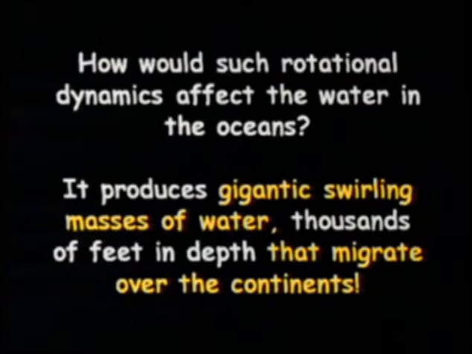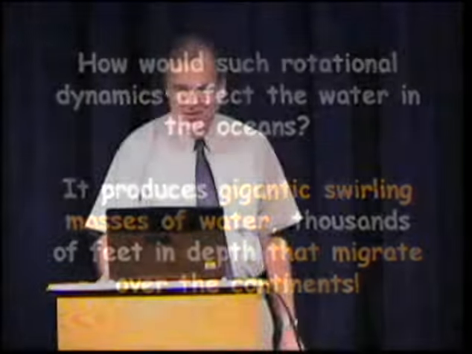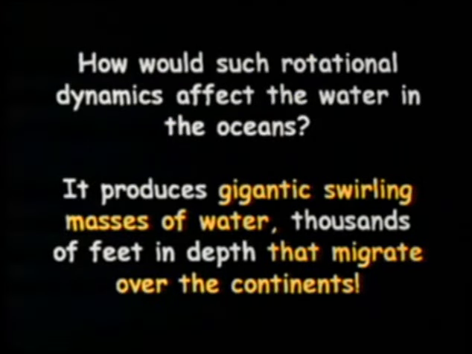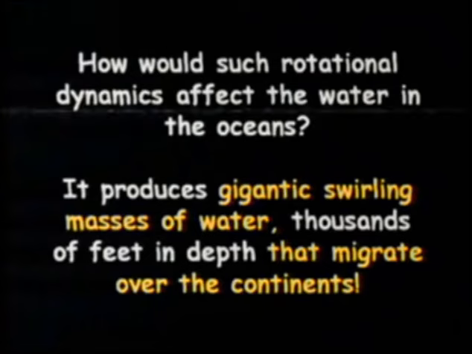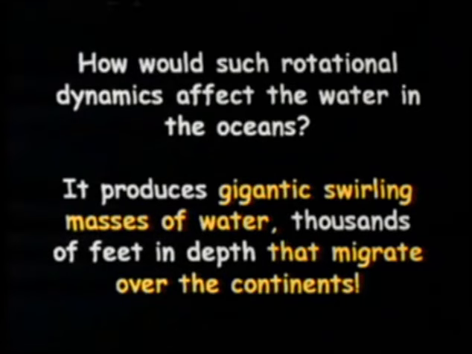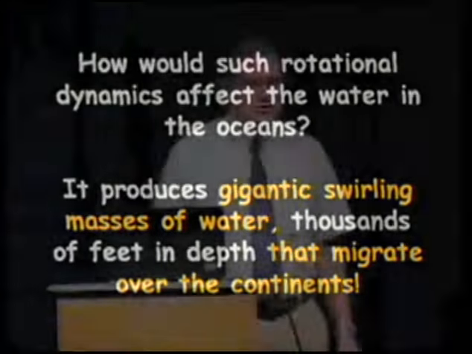All right, how would such rotational dynamics affect the water in the oceans? Can you imagine what the oceans would do if the Earth flipped like that? Well, I'll give you a hint what happens. It produces gigantic swirling masses of water thousands of feet in depth that migrate over the continents. Super tsunamis.